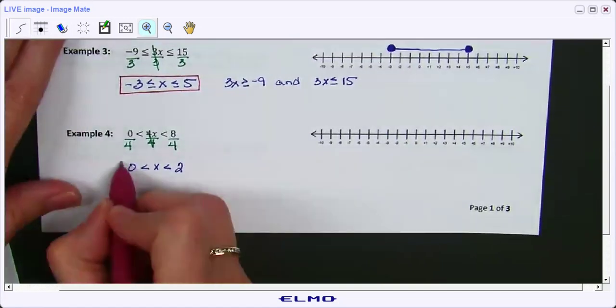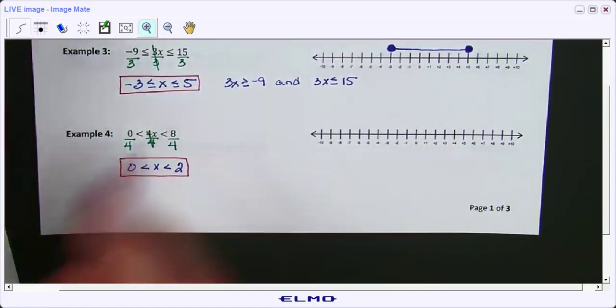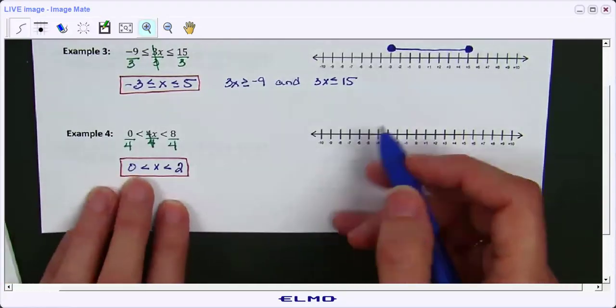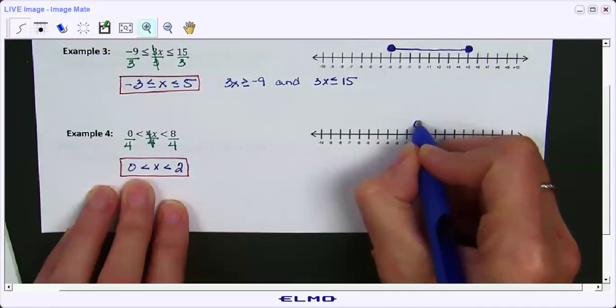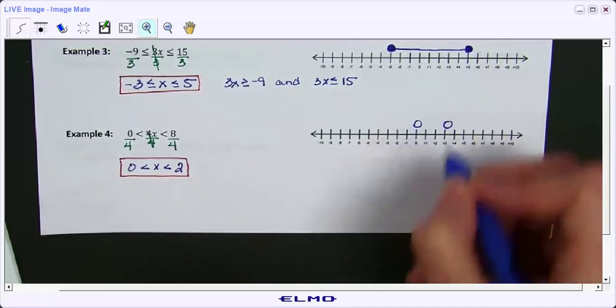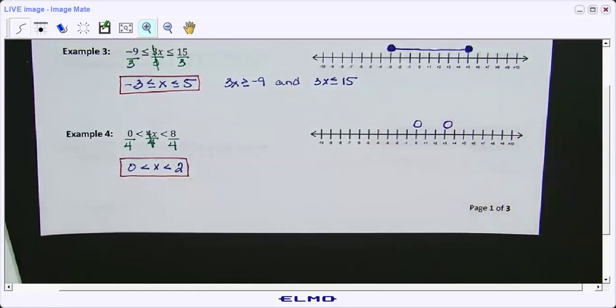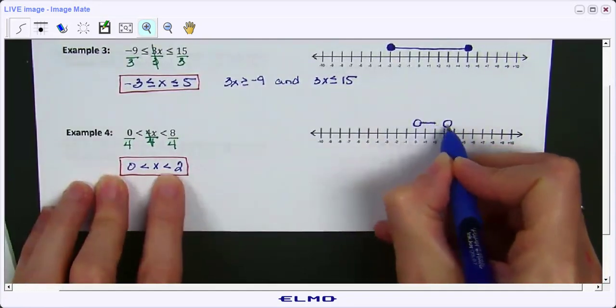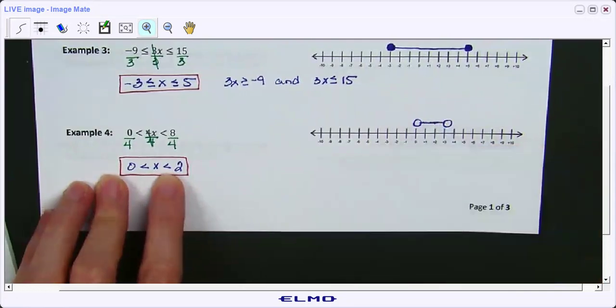Then I graph this. So this time I'm going to have open circles above 0 and an open circle above 2. Are there any questions on how to decide whether it's open or closed with these kind of inequalities? Okay, so x is greater than 0, so my arrow will go in this direction, and less than 2, so this will go in that direction. We'll just be connected.